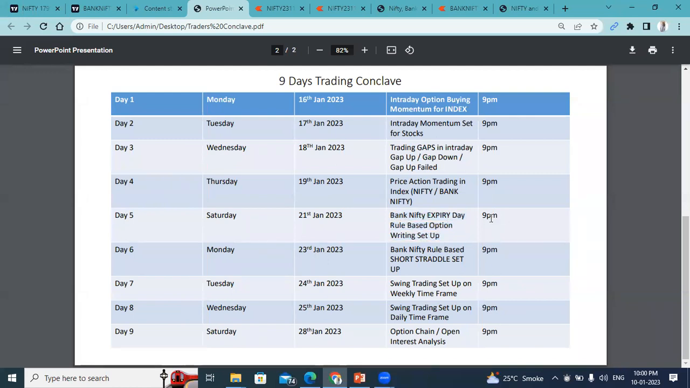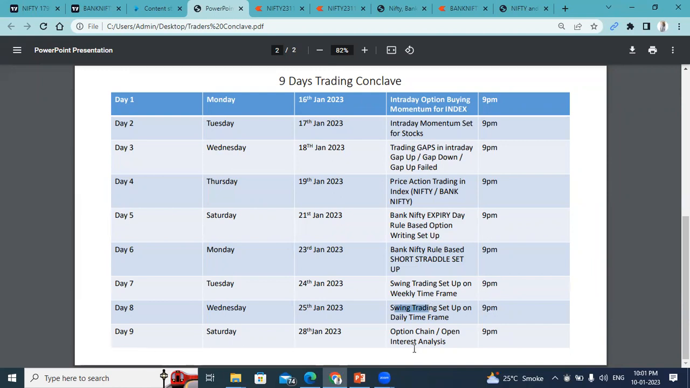Yes, CPR also works well in stocks also. Okay, day 6 I will cover again Bank Nifty rule based short straddle setup. So you will also get the backtesting report, so you can check how setups are doing. Day 7 we will learn swing trading. I will cover one swing trading setup on weekly time frame. Okay, day 8 I will cover swing trading setup on daily time frame, again for stocks.